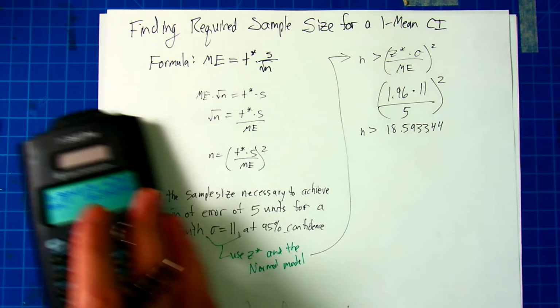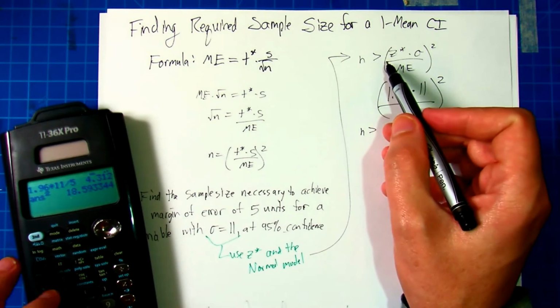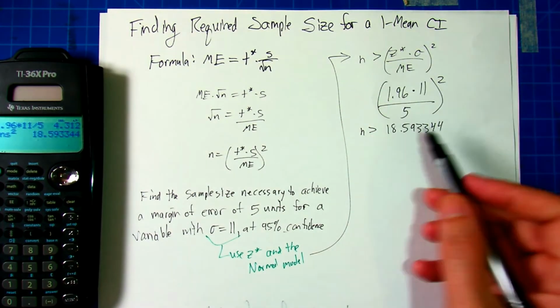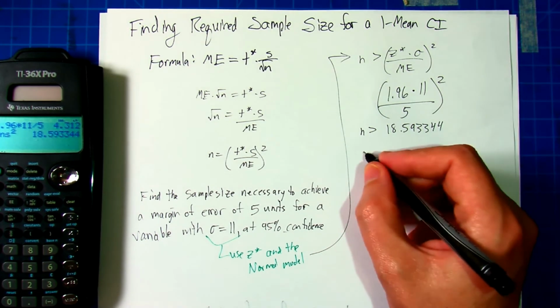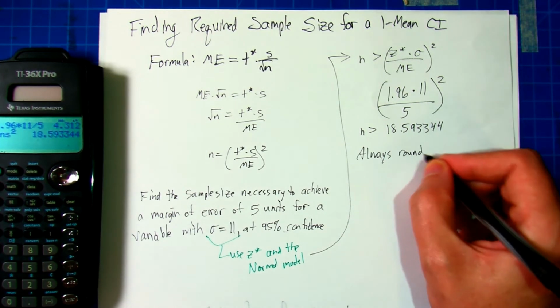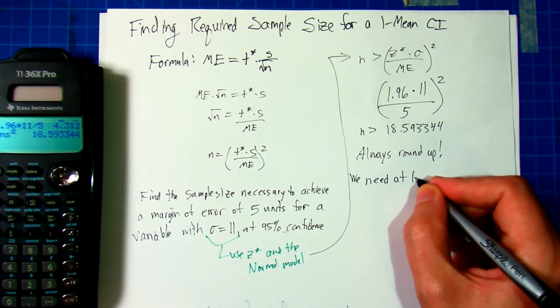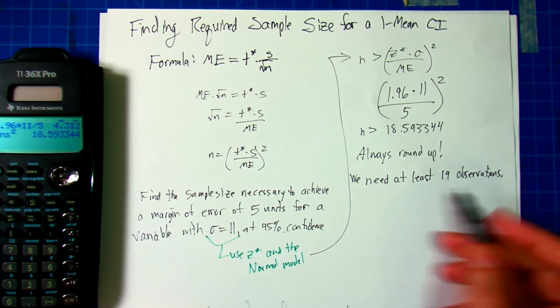18.593344. Over here I wrote equals, but it probably makes more sense as greater than because you can't actually have 18.59 observations. So what you do is you round up, and we conclude we need at least 19 observations.